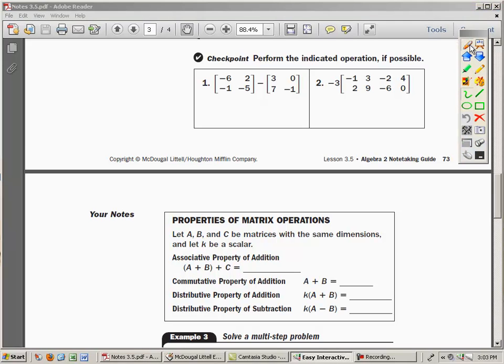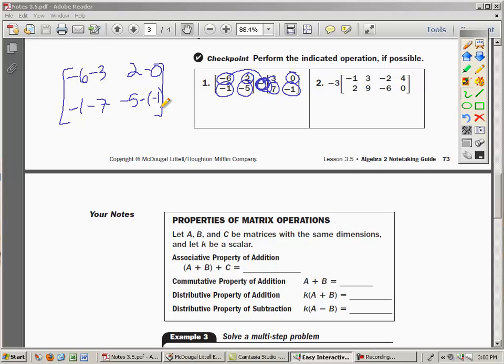All right, so for the first example, we're doing a subtraction. There's a couple different ways to do this. We can think about this subtraction as simply putting our result over here. This is negative 6, take away 3. This is 2, take away 0. Negative 1, take away 7. And then finally, negative 5, take away negative 1. Careful, there's a lot of negatives there.